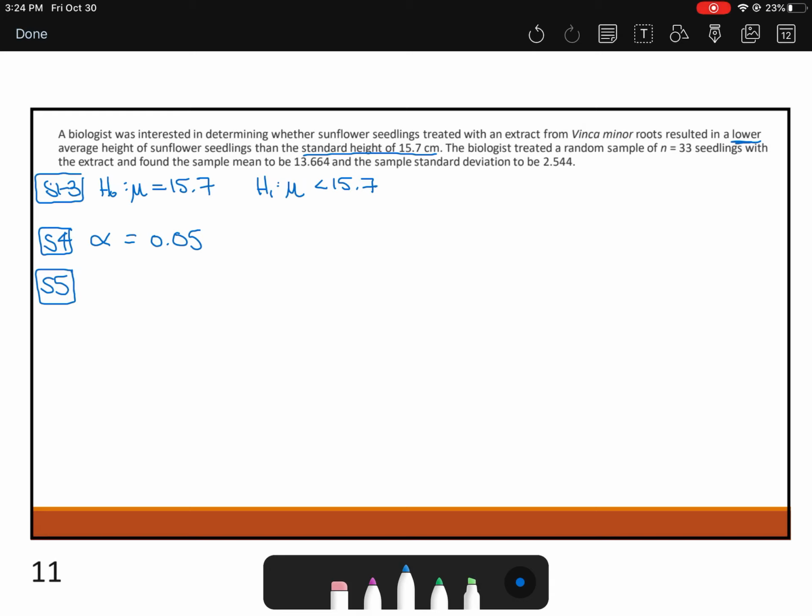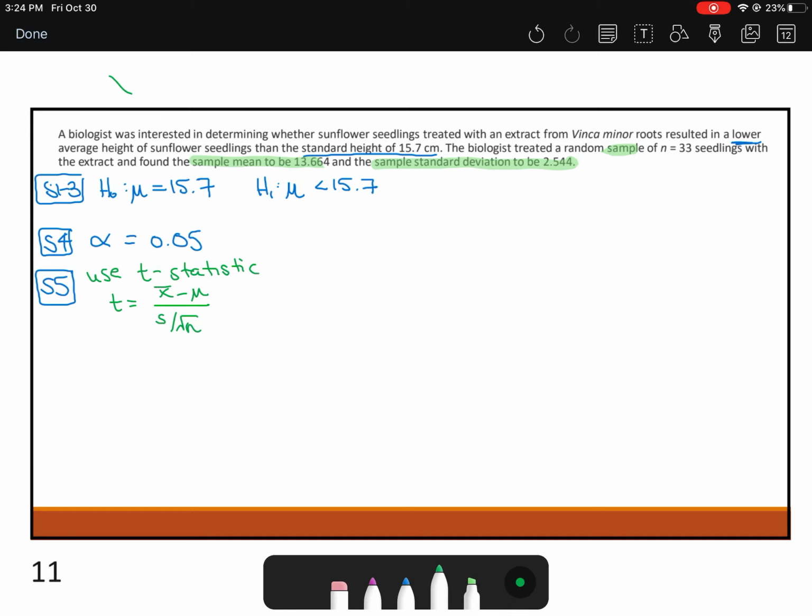So step 5, this is where we are either using a z or a t statistic. Well, I'm looking and it says here sample, and then I have a sample mean, sample standard deviation. That means I do not know my population, so I must use a t statistic. If you recall your t statistic, again, that's x bar minus mu all over s over square root of n.